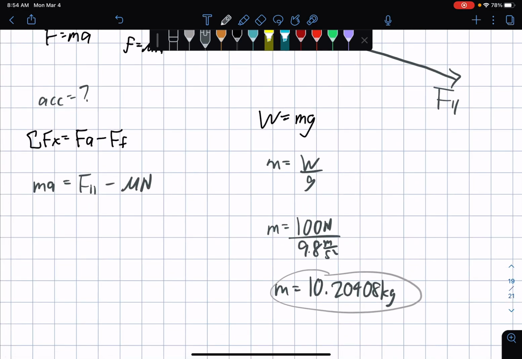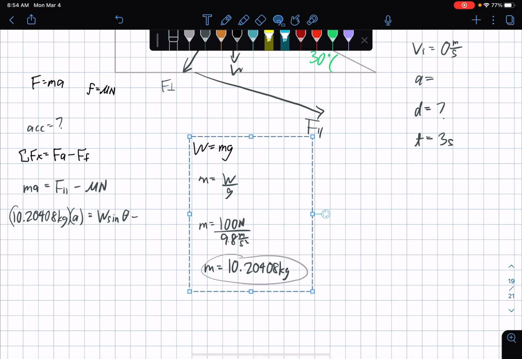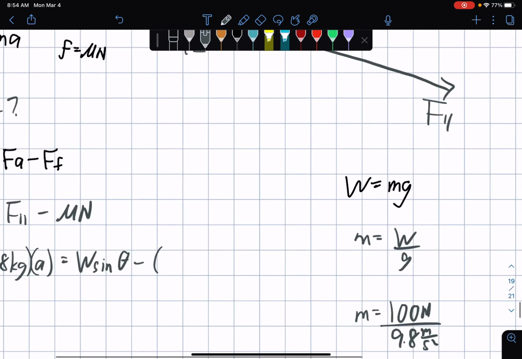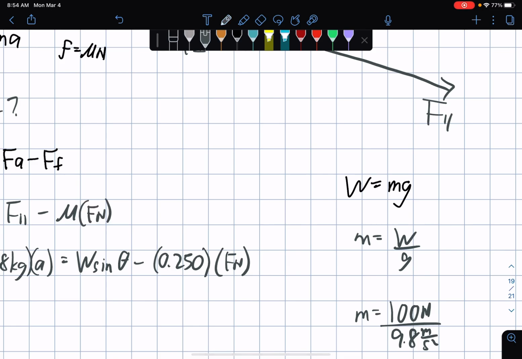Now, we have 10.20408 kilograms times acceleration is equal to force parallel, that is equal to W cosine theta. Is it? Parallel sine, joke lang. This is sine theta. And then frictional coefficient is equal to what? 0.250. And the normal force is missing.